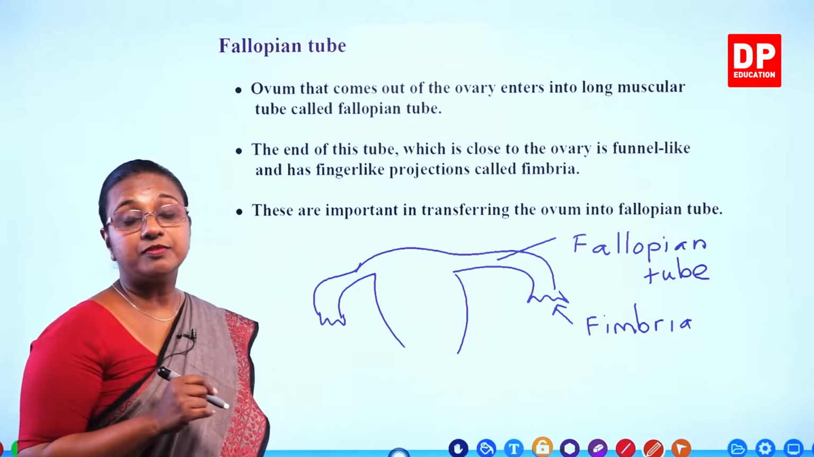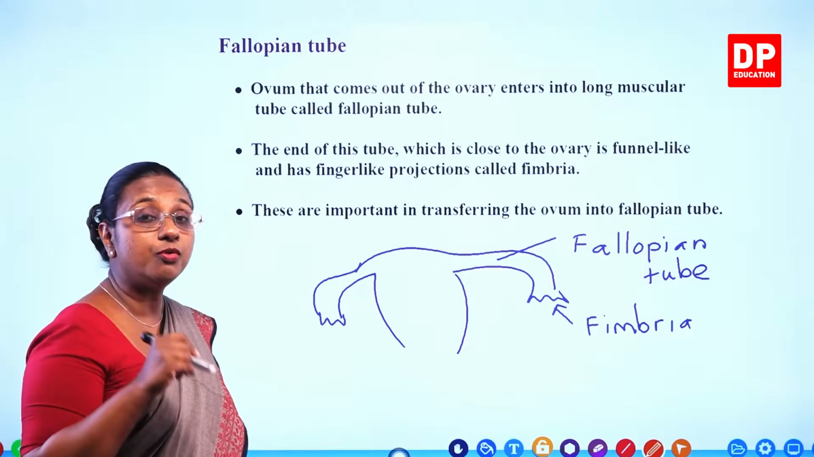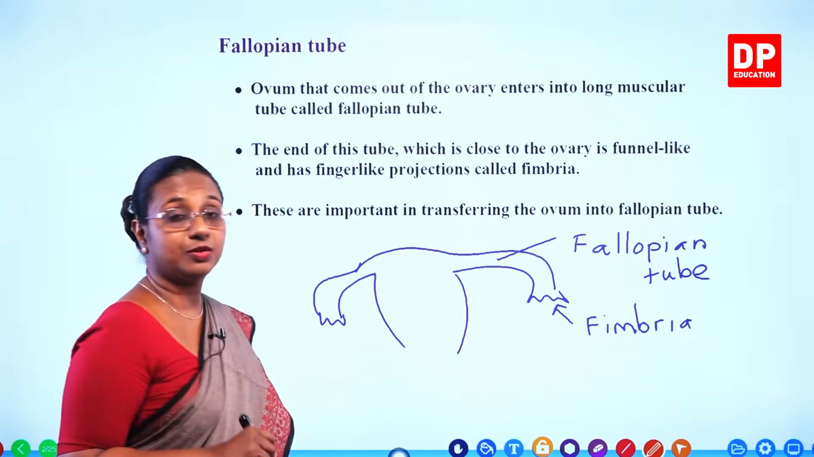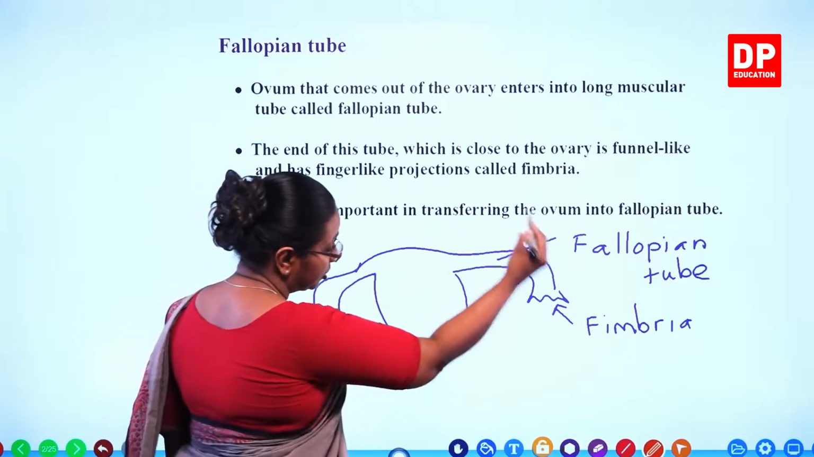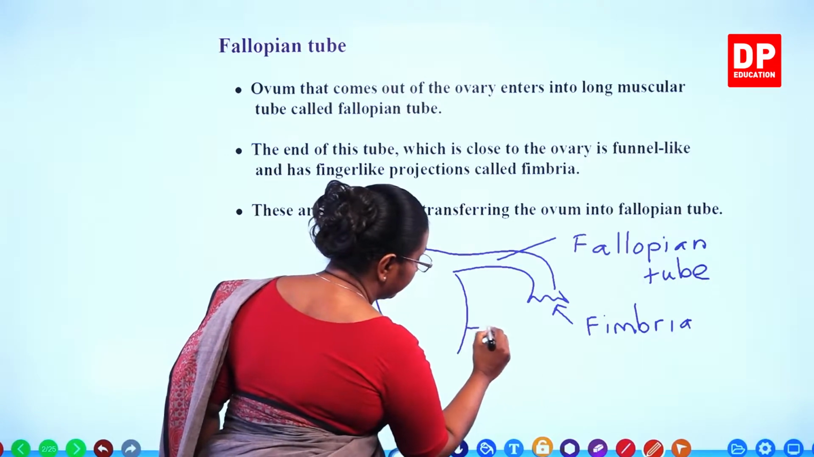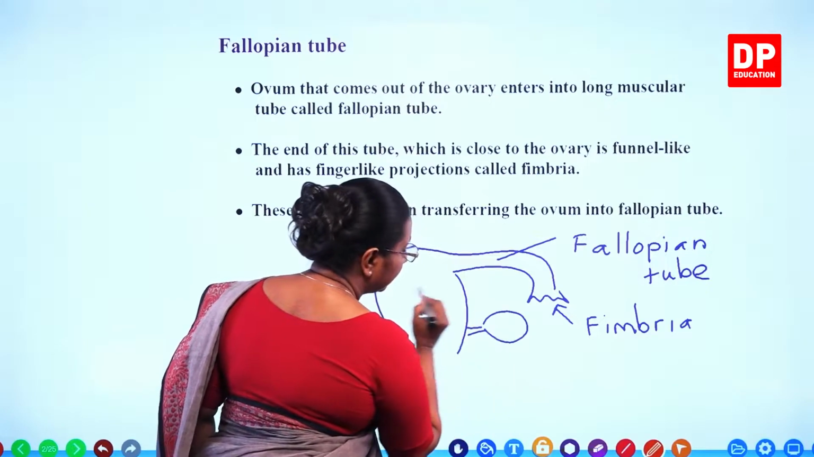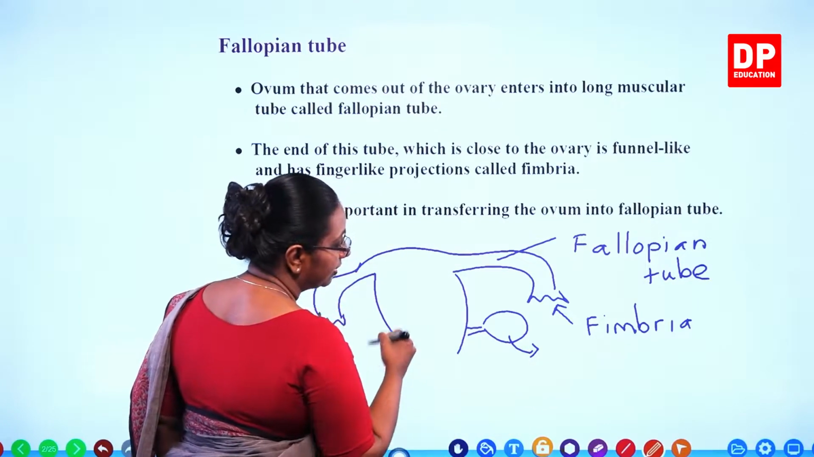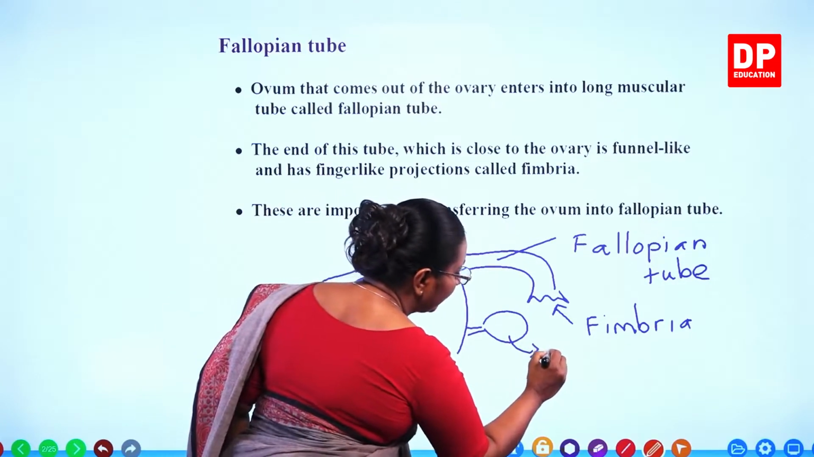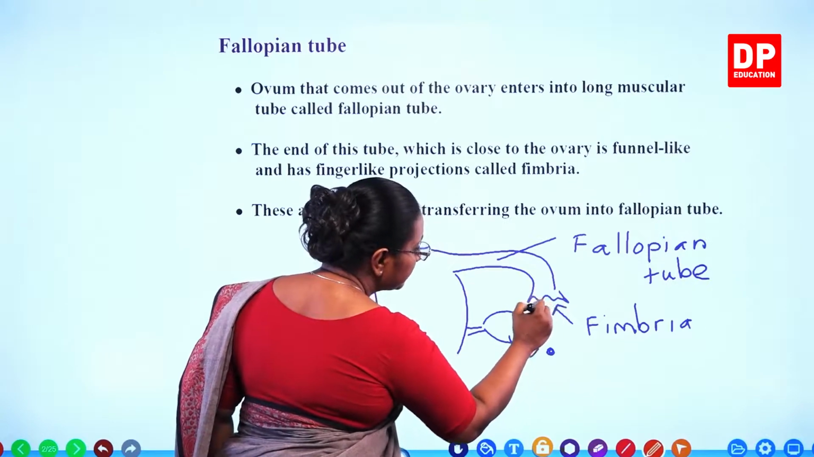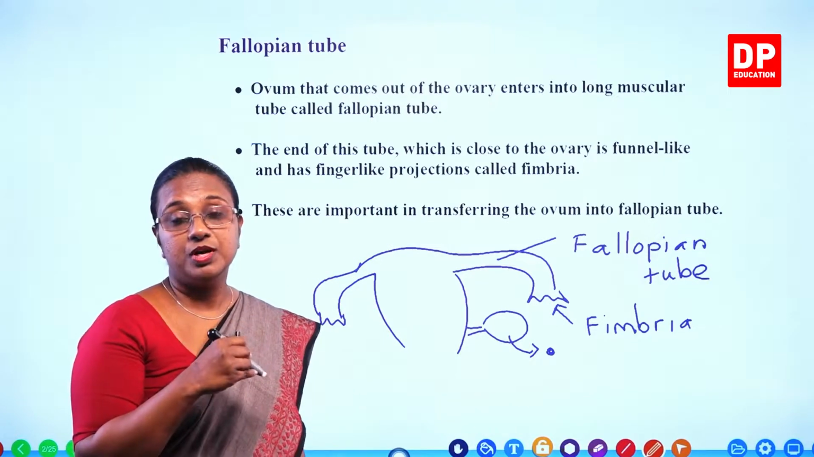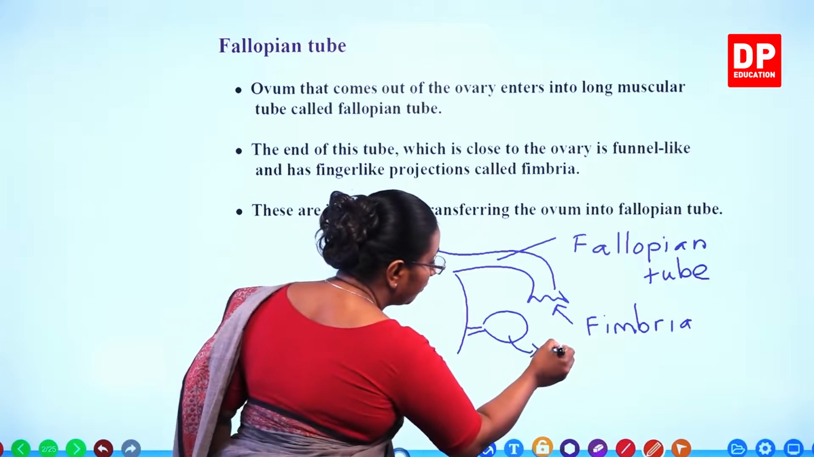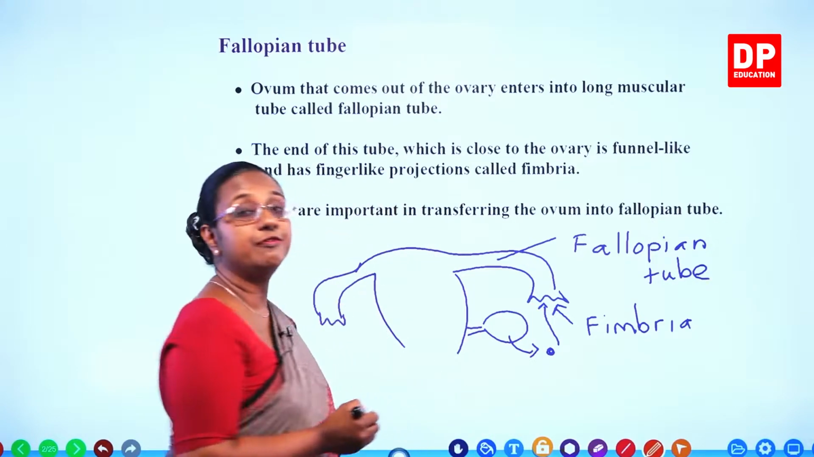With the movement of the fimbria, the ovum will be directed into the fallopian tube. When I show you the diagram, you will see, students, the ovary is connected like this. From here, when the Graafian follicle ruptures, the ovum will come out. At the same time, the fimbria will move. With that movement, the ovum will be directed into the fallopian tube.